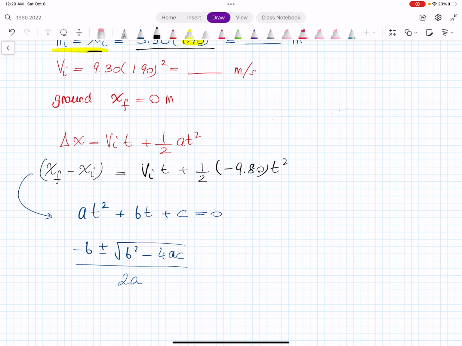Pause the video. You have your delta x, v_i t plus 1/2 a t squared. You're going to have the equation in the form a t squared plus b t plus c equal to 0. And then you solve for the time using the quadratic formula.